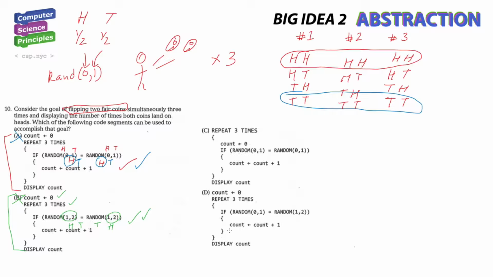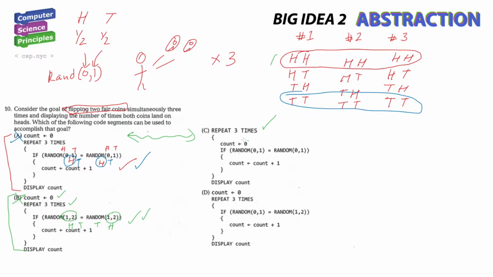And so next, over here it says repeat 3 times, which seems pretty good. Okay, repeat 3 times. It says set the count to 0, okay? And it says if random 0, 1 equals random 0, 1. So I'm trying to figure out what's the difference between these two. So when you look at A and C, there is a difference.